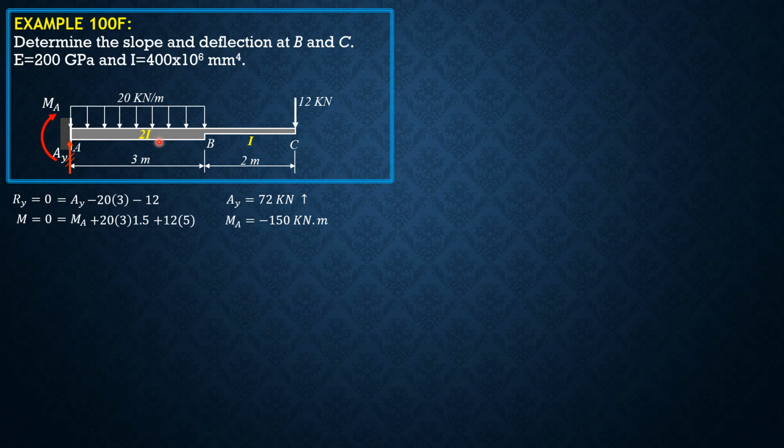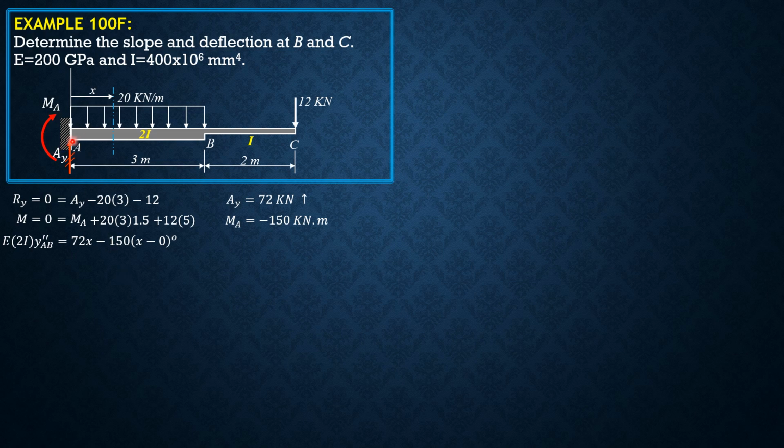So instead of EI y double prime, we use E times 2I y double prime AB, and that is only applicable for A to B. So let's have the distance x in general. So E times 2I y double prime AB is equal to 72 times x, then minus 150 times quantity x minus 0 raised to 0 for this moment here.